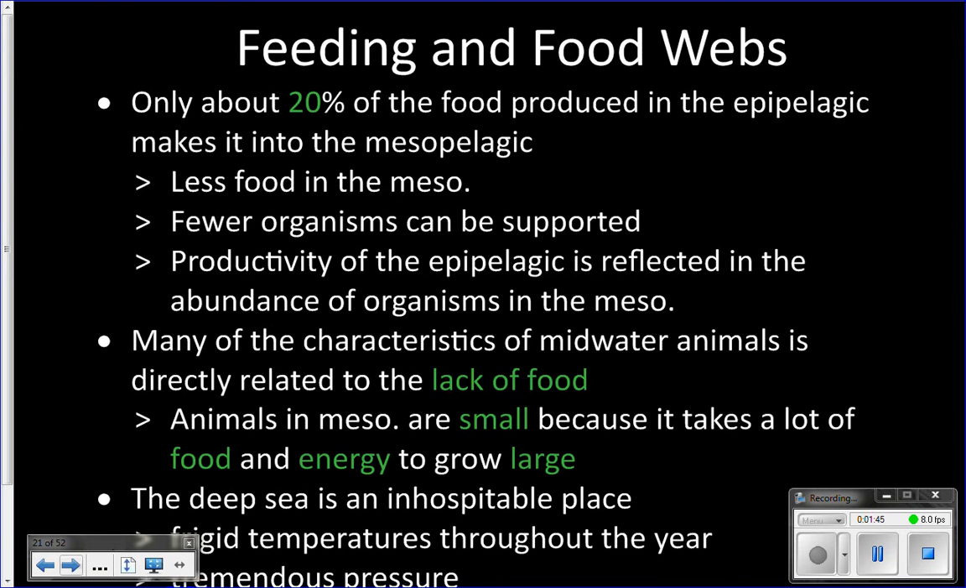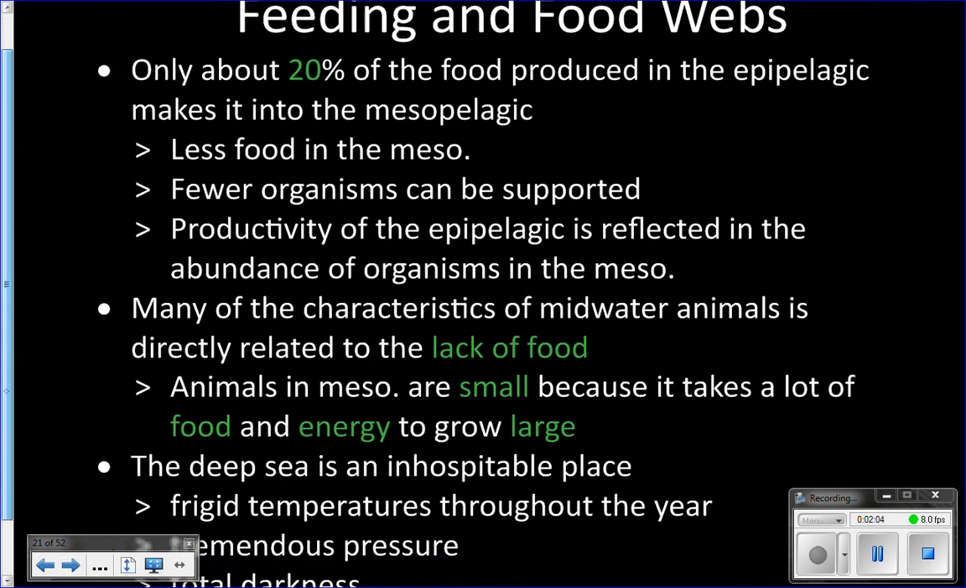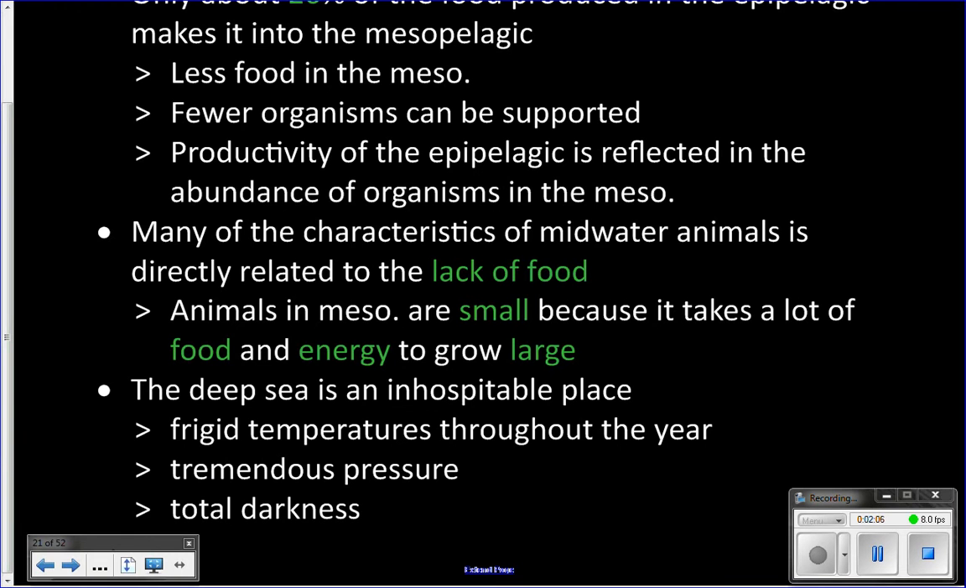So in the areas where you have lots of life in the epipelagic, there's going to be more food falling into the mesopelagic in these areas than in other areas. So you're going to get more life here in the mesopelagic than you will here. Does that make sense? So the patchiness is actually reflected in the mesopelagic zone as well. And most of the characteristics and adaptations that the animals in this area have is for the lack of food, since only 20% ever makes it down.